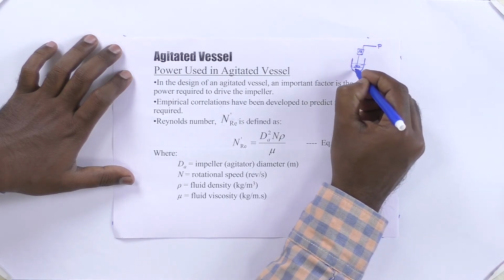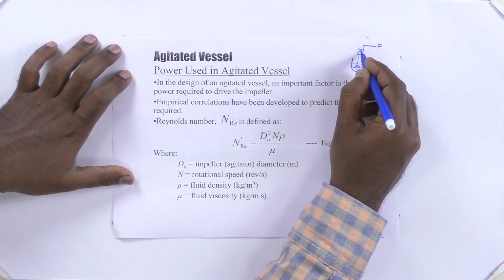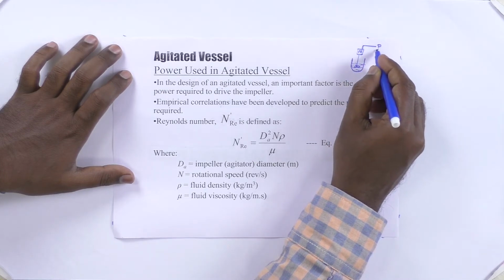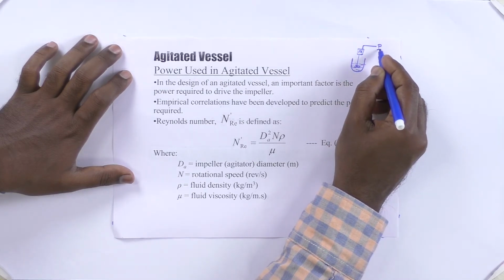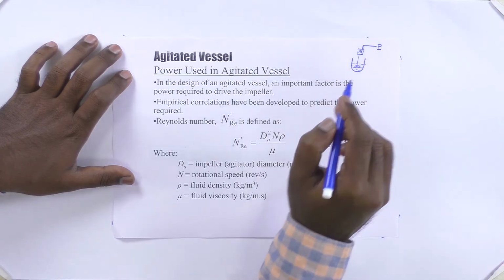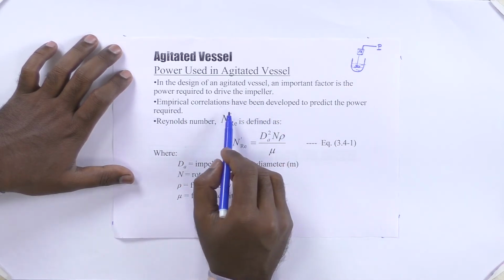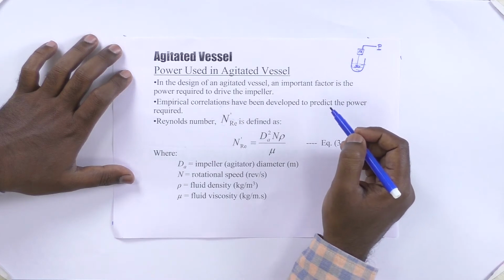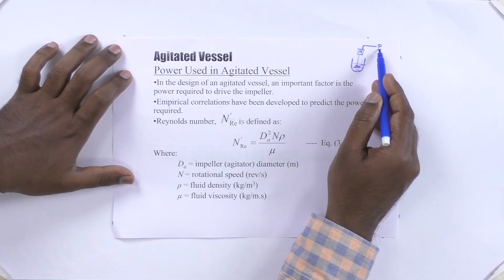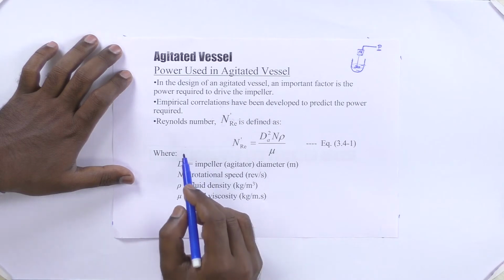In order to have mixing, we need to rotate this impeller. In order to rotate this impeller, we need to operate this motor. In order to operate this motor, we need to supply the power. So we need to calculate what is the power required for operating this mixing operation. Empirical correlations have been developed to predict the power required. Many scientists have worked and developed many correlations, and using these correlations we are going to find the total power required for proper mixing of a liquid. That's what we are going to calculate.